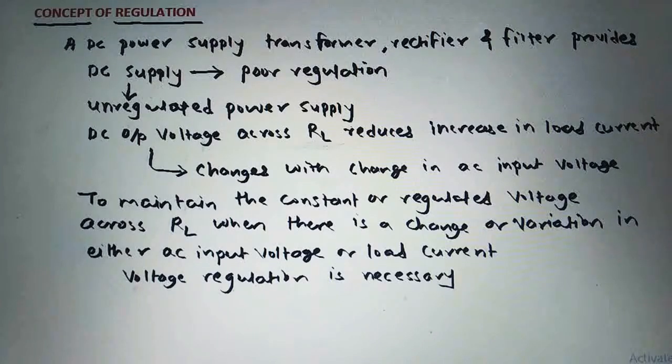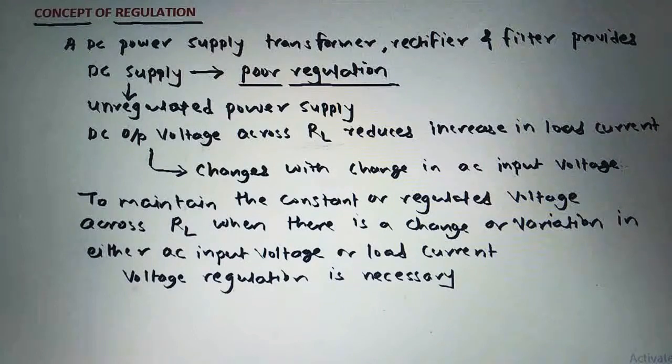See here again, there is a DC power supply we get from the output of the filter. That DC power supply has a poor regulation. So the DC power supply with poor regulation is called an unregulated power supply. Why is it called unregulated? Because the DC output voltage across the load resistance RL reduces with increase in load current, as well as the DC output voltage changes with change in the AC input voltage.